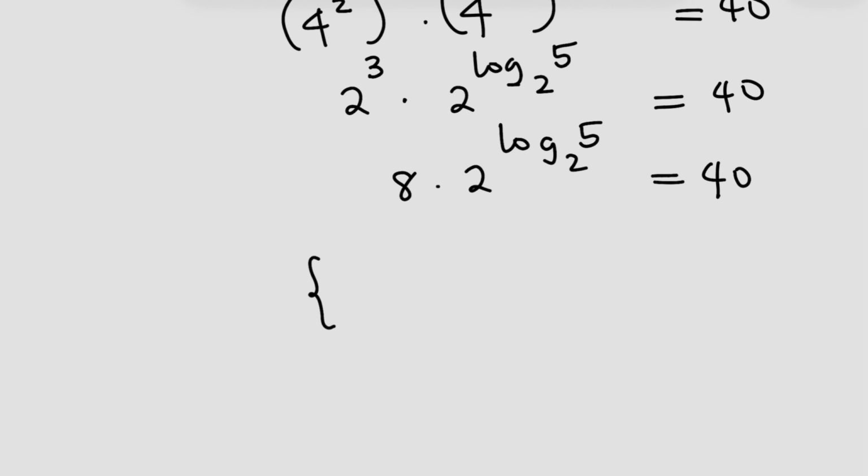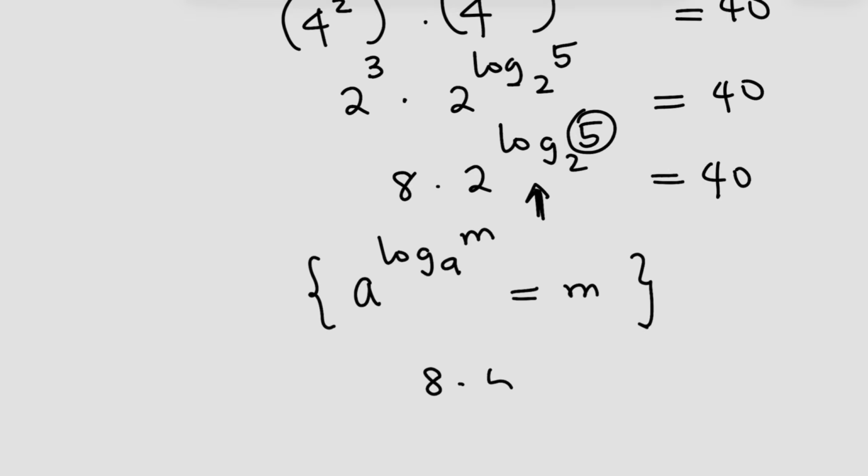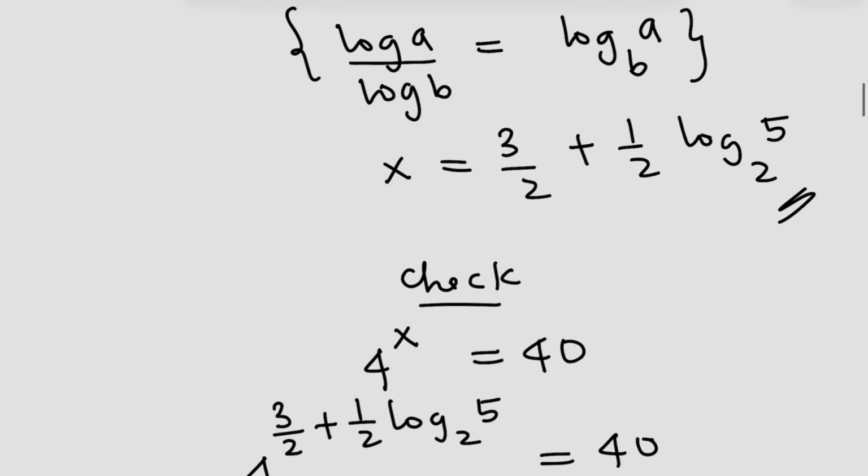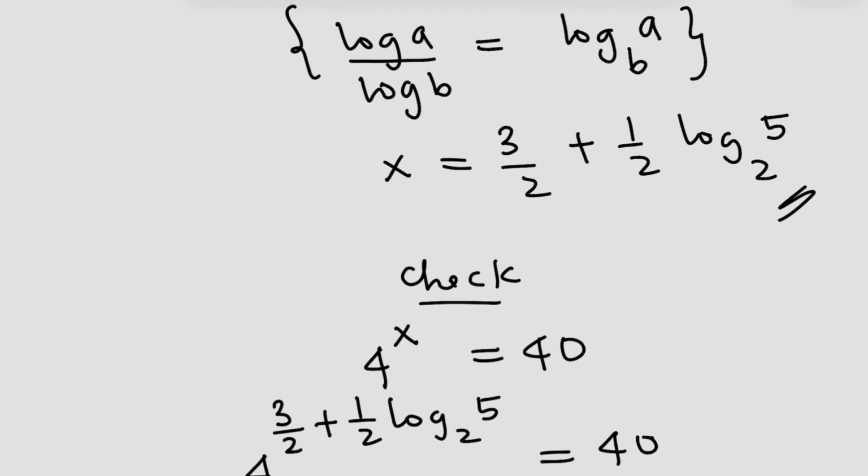Let us apply this law of logarithm. A raised to power log m base a is always m, meaning this expression here would give us 5. And then we have 8 times 5 is equal to 40. 8 times 5 is 40, balancing the equation, meaning that our solution x is equal to 3 over 2 plus 1 over 2 log 5 base 2 is correct.